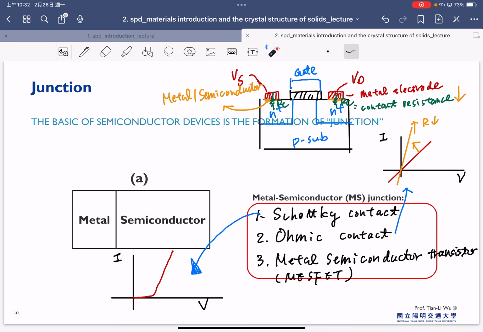And once we talk about the part, there's a dedicated chapter related to metal semiconductor. We will talk more about the physics inside. And this is just a brief recap of how these IV characteristics look like. And the third one is the metal semiconductor transistor. We will also talk about this, but that will be the last chapter.